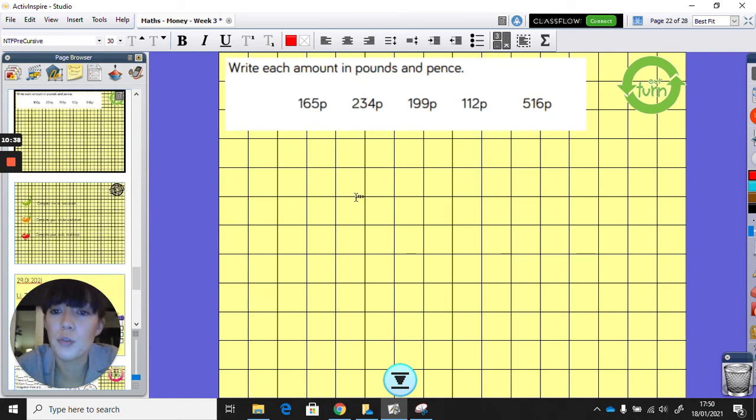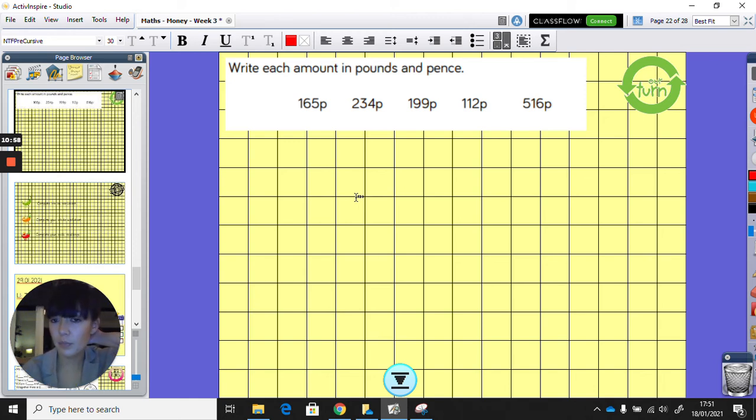So for this one, you've got to write each amount in pounds and pence. So at the moment, it's just in pence, okay? But remember, £1 equals 100p. So we've got to think about how many pounds are in that amount of money and how much pence is in that amount of money. I'm going to get you to pause the video now and then I'll go through the answers in a bit.